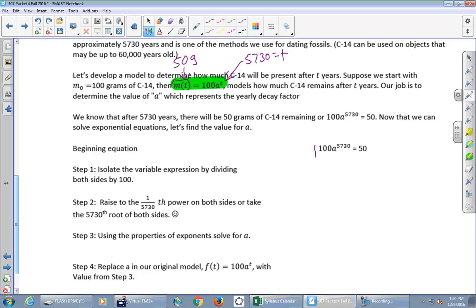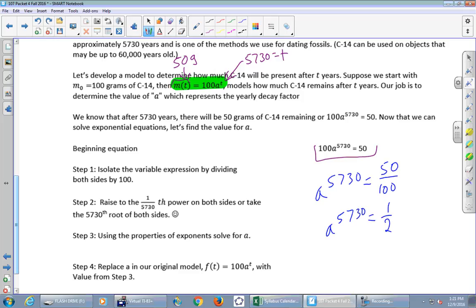And so here's the equation that we're going to solve. It's 100A to the 5,730 equals 50. We buy it? 5,730 years in, you have half left over. Okay, we can solve this equation. First, we're going to divide by 100. A to the 5,730 equals 50 over 100, which simplifies to just a half. That makes sense because we have half after 5,730 years.